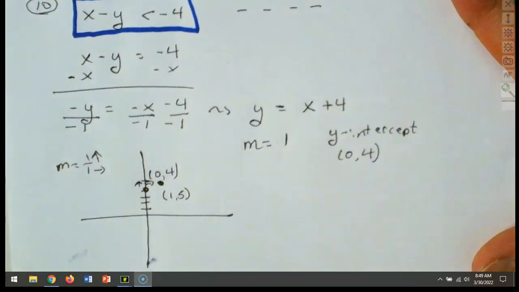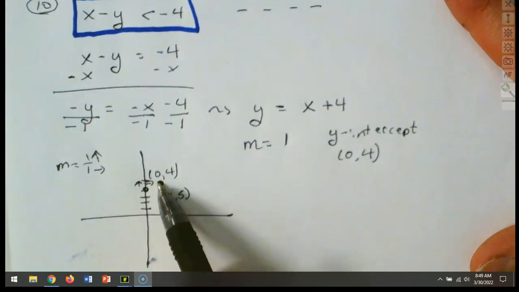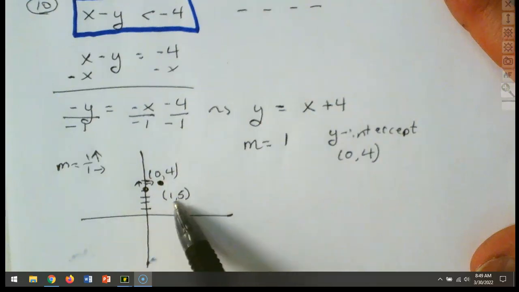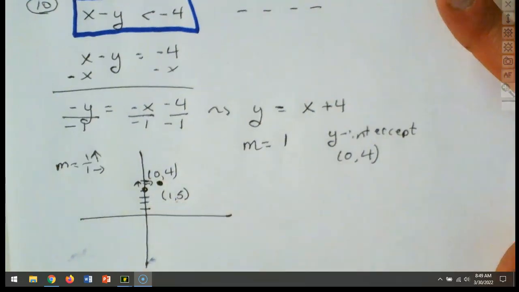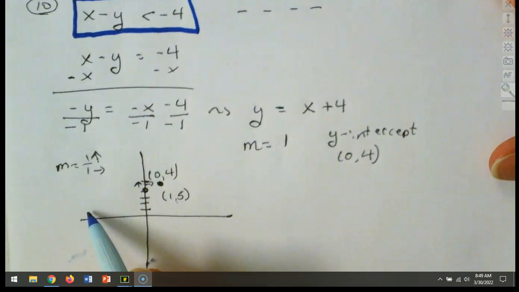You don't have to label the ordered pair. All you have to remember is go up and over. So up 1 over 1, make a dot. If you want to label it, you can. I'm just labeling it so it's easier, but you don't have to do that. You can just count units. Now, we know we have to have a dotted line.